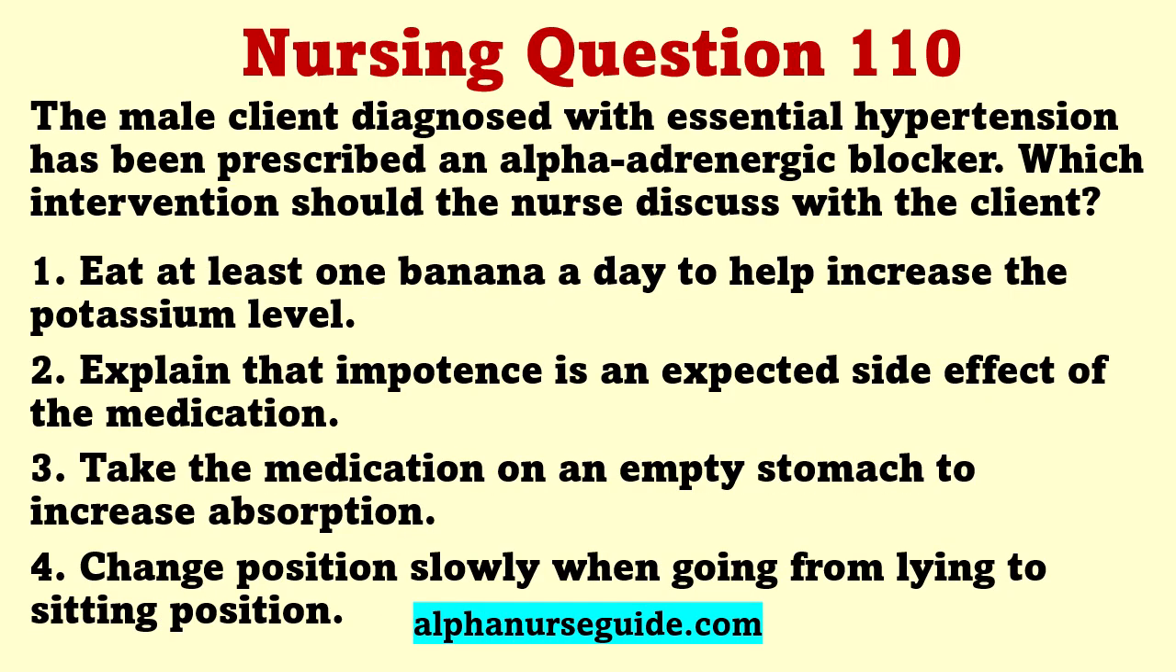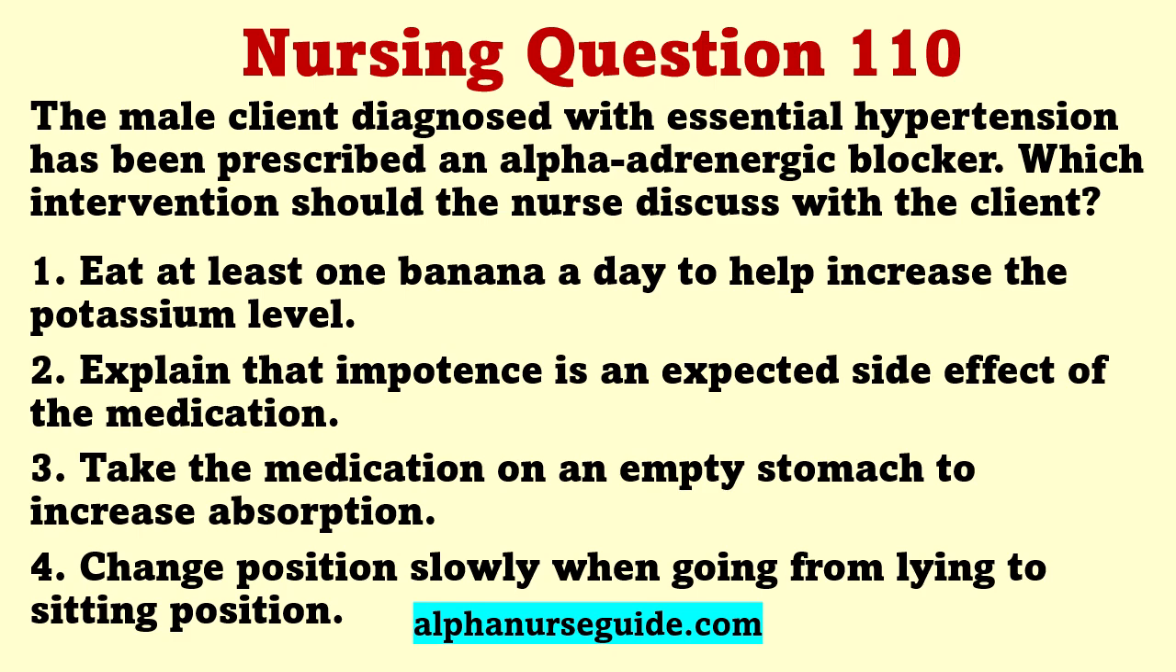The male client diagnosed with essential hypertension has been prescribed an alpha-adrenergic blocker. Which intervention should the nurse discuss with the client? 1. Eat at least 1 banana a day to help increase the potassium level. 2. Explain that impotence is an expected side effect of the medication. 3. Take the medication on an empty stomach to increase absorption. 4. Change position slowly when going from lying to sitting position.